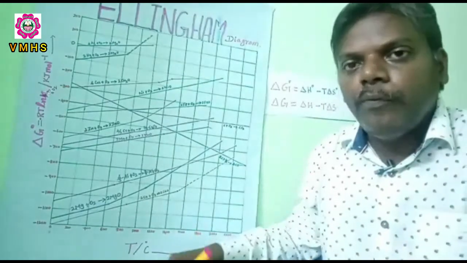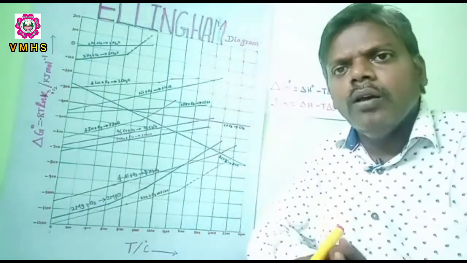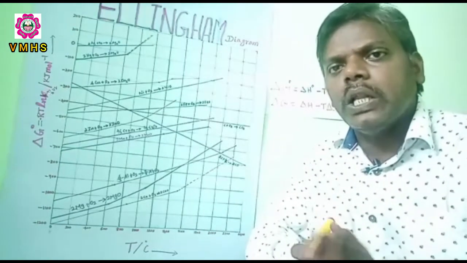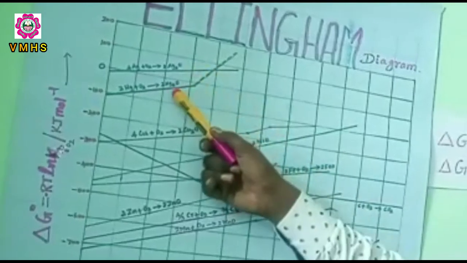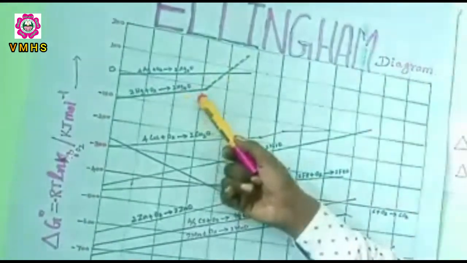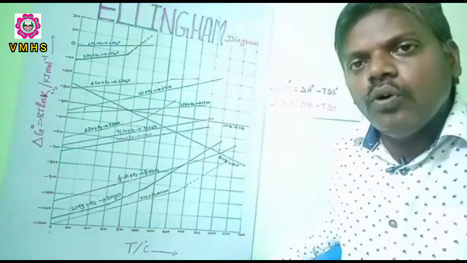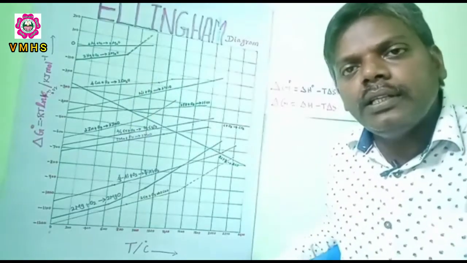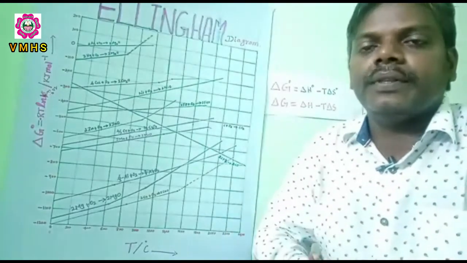And observation number 4, there is a sudden change for some metal oxides like Ag2O and HgO formation. There is a sudden change for Ag2O and HgO formation. This is because of phase transition.